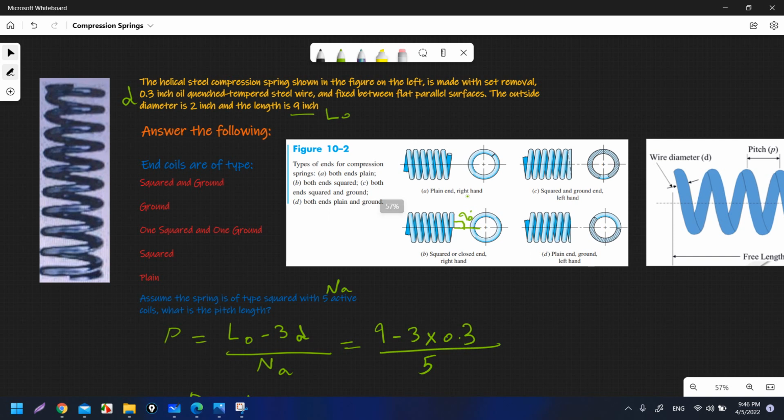Assalamu alaikum. Inshallah, in this video we will discuss the types of end coils and the difference between right hand and left hand. We will solve this question inshallah, but before solving this question, let's see what are the different types of end coils.